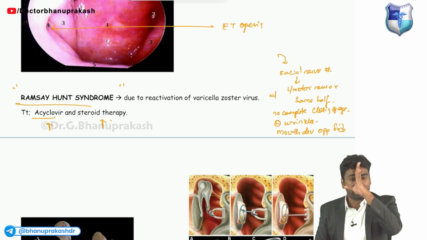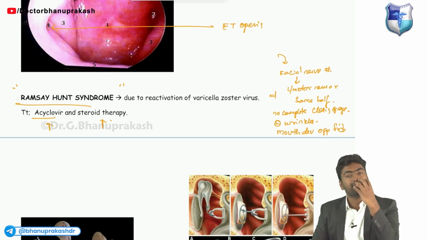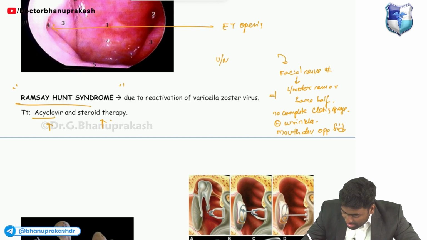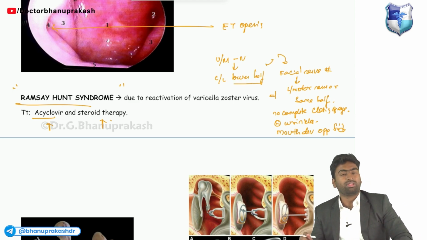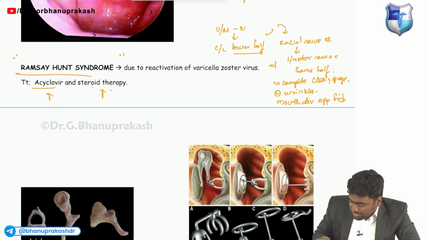Whereas in upper motor neuron, it is contralateral, the opposite side. Just the opposite side lower half will be involved in the case of upper motor neuron, the contralateral lower half only. Okay, remember, these are the things you need to remember about Ramsay-Hunt syndrome.